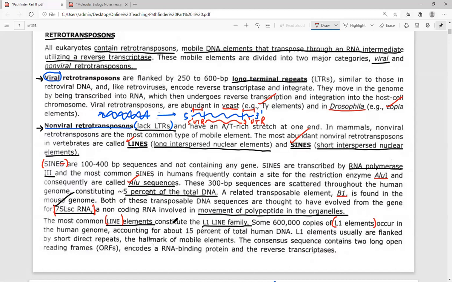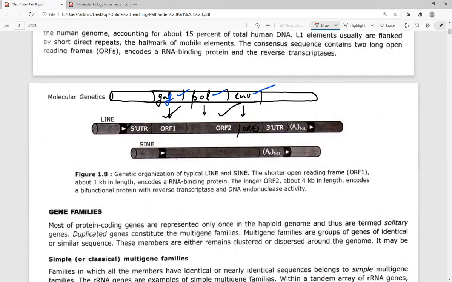The most common LINE sequences are the L1 LINE elements which are being shown here. L1 elements occur in the human genome. About 15% of the total human genomic DNA is made up of L1 LINE elements. L1 elements usually are flanked by short direct repeats. These short direct repeats serve as the hallmark of the LINE sequences.